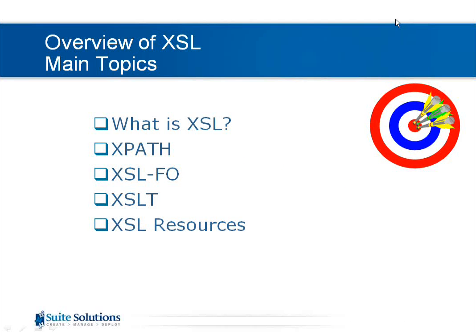Okay, so the first question we have here is, what is XSL? That's just one quick slide that's going to get us oriented. And the answer is, not surprisingly, that it's comprised of these three next sections: XPath, XSL-FO, and XSLT. So we're going to spend time looking at each of these separately in detail, and we'll be doing some examples also.